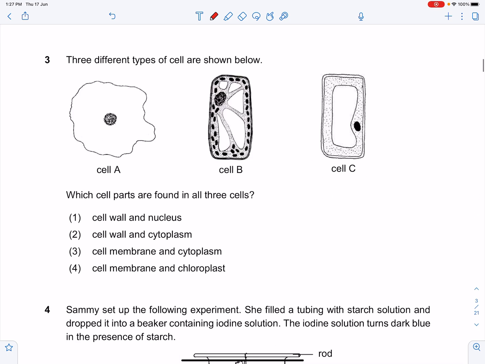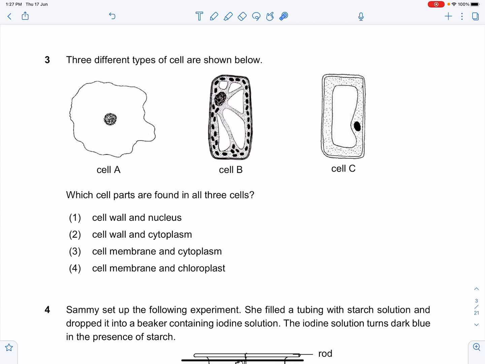Moving on to question 3. 3 types of cells are shown below. So obviously, this topic is taken from Unit of Life. All right, in short, cells. Which cell parts are found in all 3 cells? Now, here's the thing. At primary school level, you just have to remember a typical animal cell. Anything that you can find in a typical animal cell, which looks like this one over here, can be found in all types of cells.